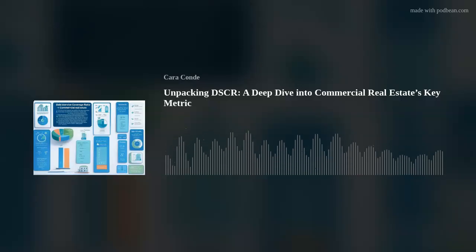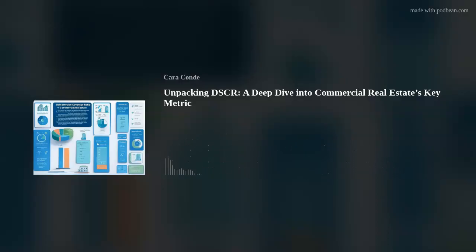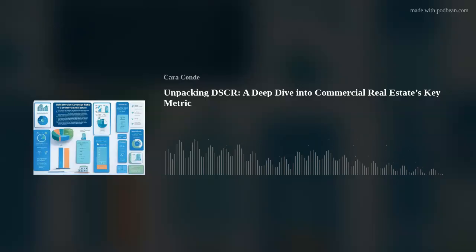To find the NOI for this apartment building, you take that $360,000 gross income, subtract the $17,500 vacancy loss, and then subtract the $102,000 in operating expenses. That gives us an NOI of $240,500. As Cara Conde points out, this number represents the property's earnings before any debt payments are taken out. It's the pure profit the property is making before you have to worry about paying down the loans.